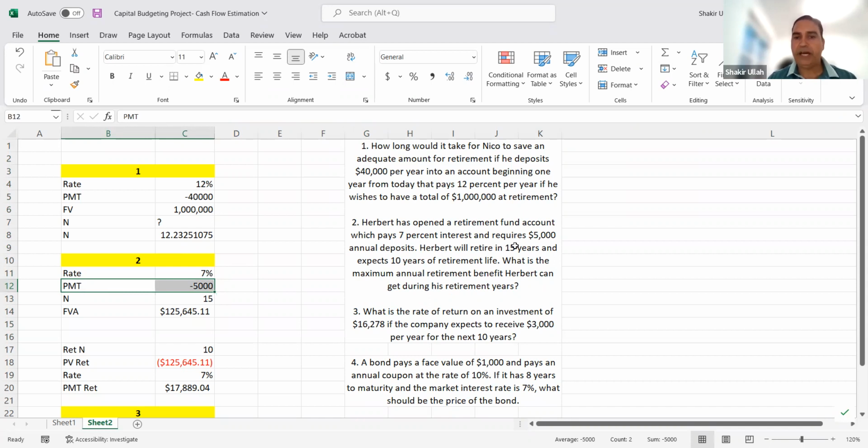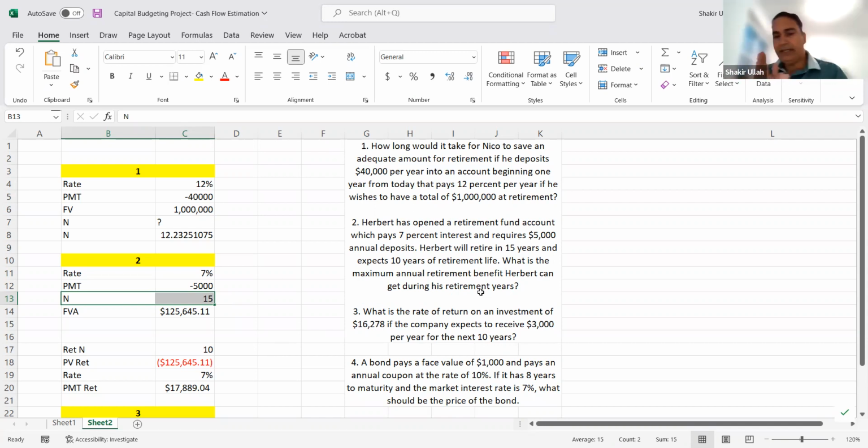And Herbert will retire in 15 years. So that means our number of years till retirement is 15. We'll be making this payment for 15 years. Okay. What is the maximum annual retirement benefit Herbert can get during his retirement years? Now, this problem is a little complicated. It has two things.